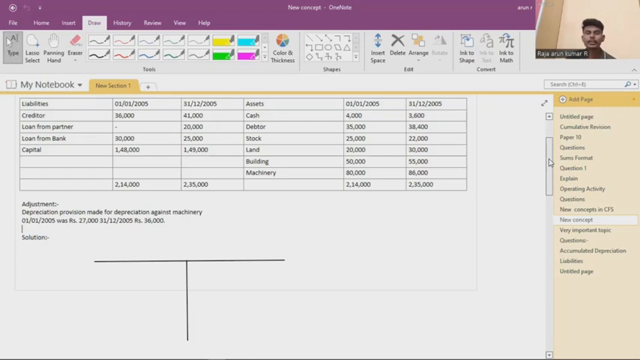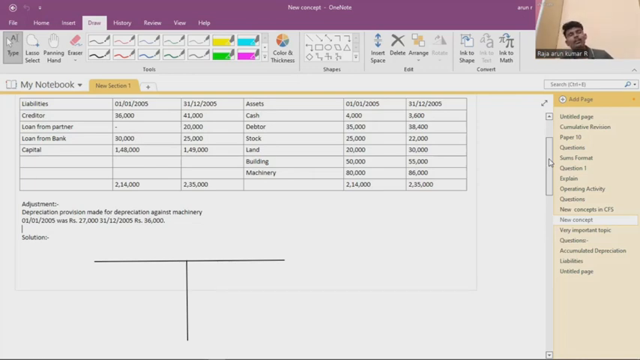Okay, first of all, read the question once or twice. Creditors, they gave the opening balance 1/1/2005 and the closing balance at 31st. Creditors, loan from partner, loan from bank, and capital are given. In the sum, you ask the question, where is the net profit? They did not give the net profit. How do I derive the net profit? The difference of capital. They did not say share capital, they simply say capital.